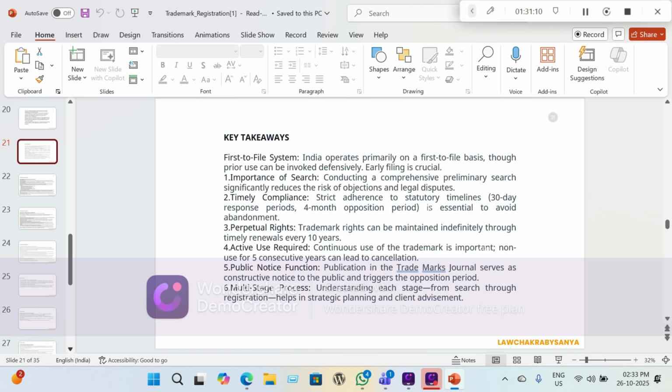So you must be very wary of that. You must keep a trademark watch also. Then it is a multi-stage process, so you have to understand each stage from search through registration. It helps in strategic planning and client advisement. So it is not very easy for you to just apply and get your trademark.